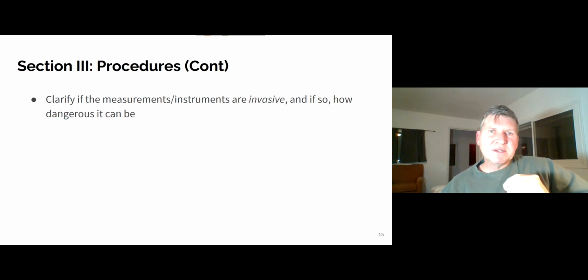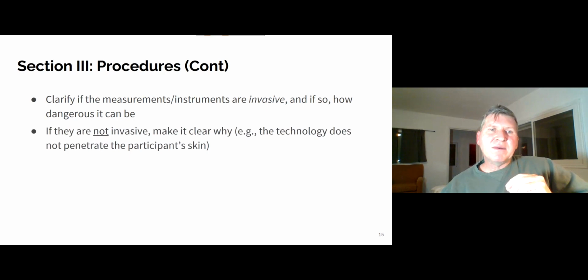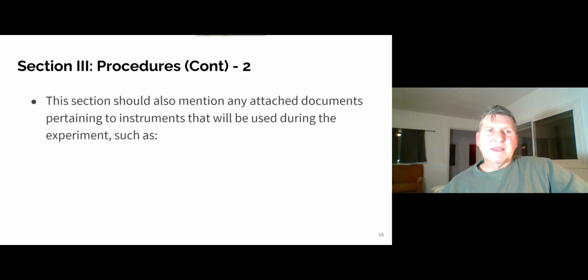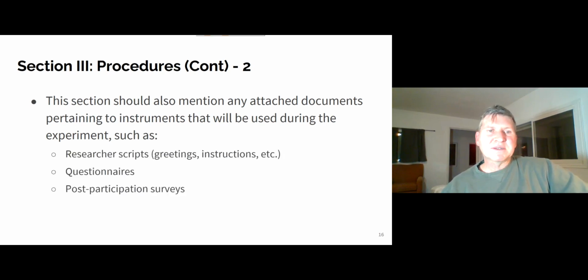And you also want to talk about how it's not going to be a problem. In other words, the technology is not going to penetrate the participant's skin, or it's not going to have any kind of long-term effects. And it also should mention any attached documents pertaining to instruments that will be used during the experiment, such as researcher scripts, questionnaires, post-participation surveys, and so on.